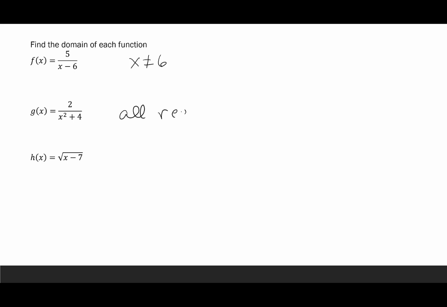So I don't want you to think just because it's rational that it's going to have restrictions. It could be that everything works. And then h of x, where it says square root of x minus 7, we need x minus 7 to be greater than or equal to 0. I can't take the square root of a negative number. So this x minus 7, I change that to x is greater than or equal to 7. I just move the 7 over.